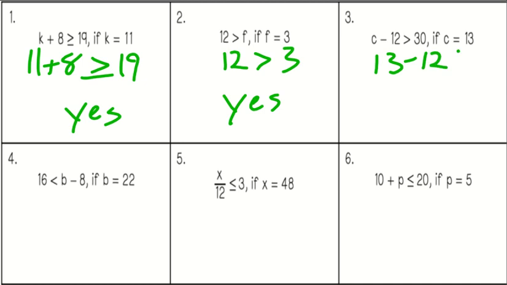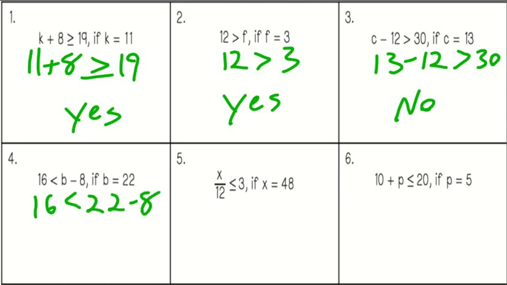13 minus 12. 13 minus 12 is 1. 1 most definitely is not greater than 13. Number 4. Right. That's a no. We got 16 less than 22 minus 8. 22 minus 8 is 14. 16 is not less than 14, so that's a no. Number 5. Sydney. No.